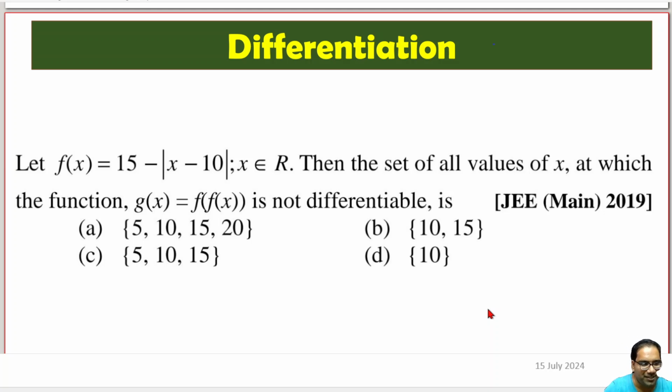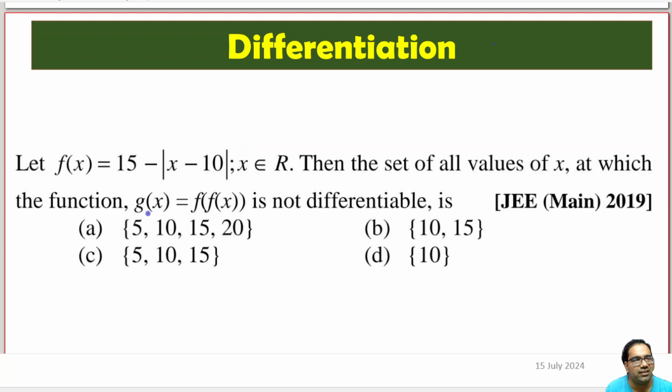We have a beautiful problem here. We are given this function f of x equal to 15 minus absolute value of x minus 10. Then we are given another function g of x is f of f of x. That means with this x, we have to replace it again with this f of x. Then when is this g of x not differentiable? Okay, so we have absolute value of this, and then there would be one more absolute value.